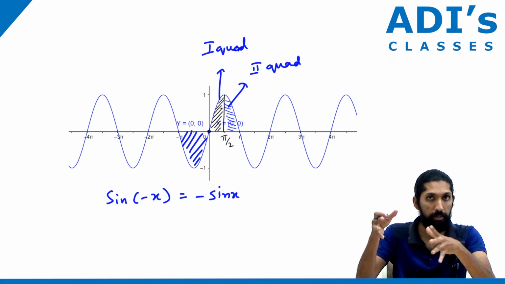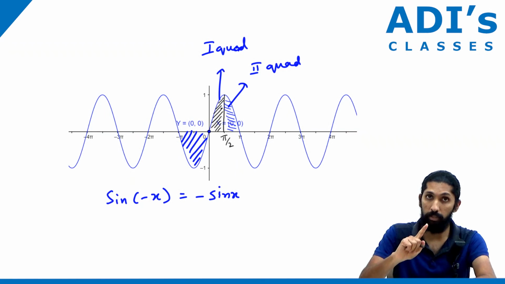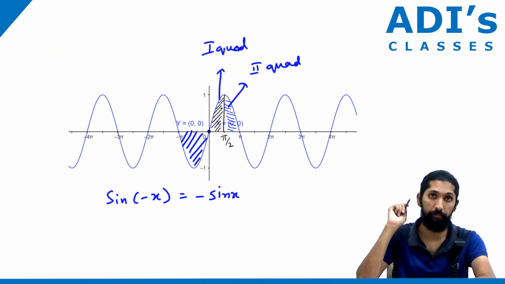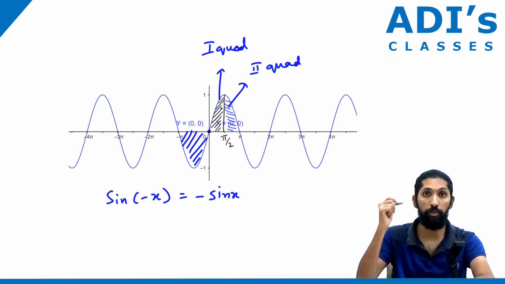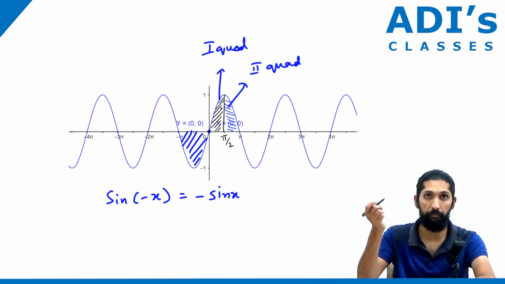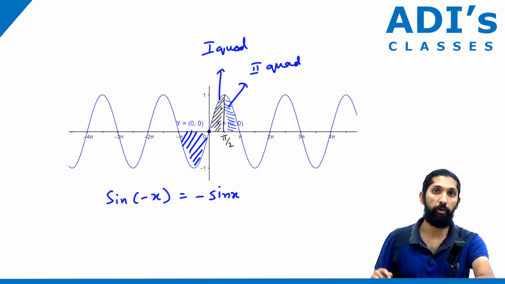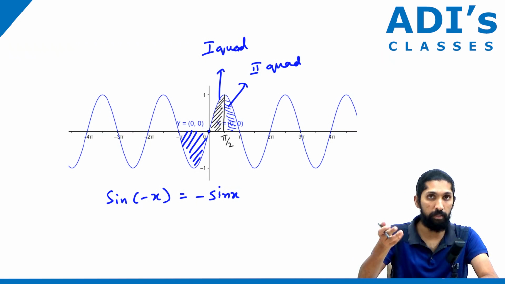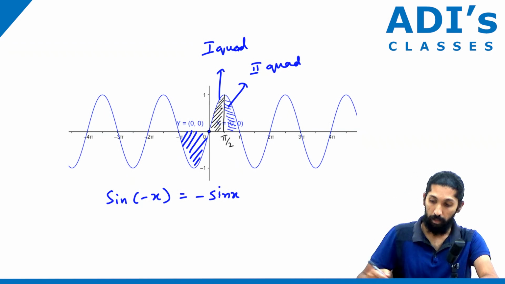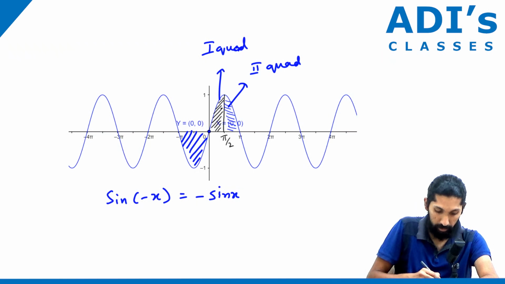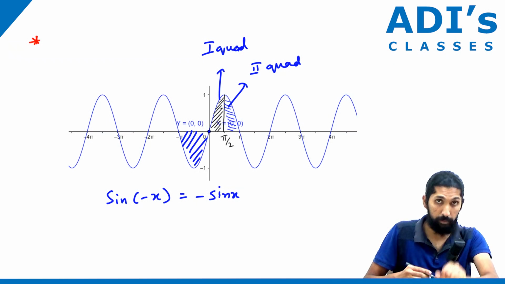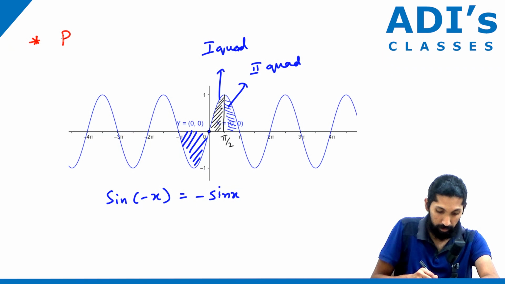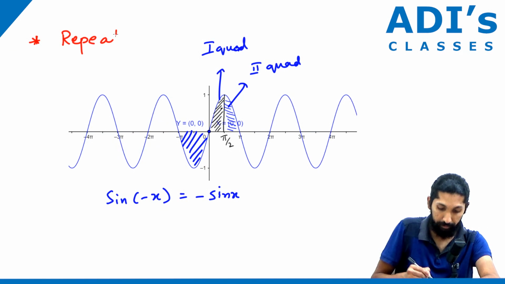The most famous curve is this sine curve. One more thing is that the values repeat. It's not unique; the values are repeating. This is the second important takeaway from this particular graph. The first point is that the values repeat.